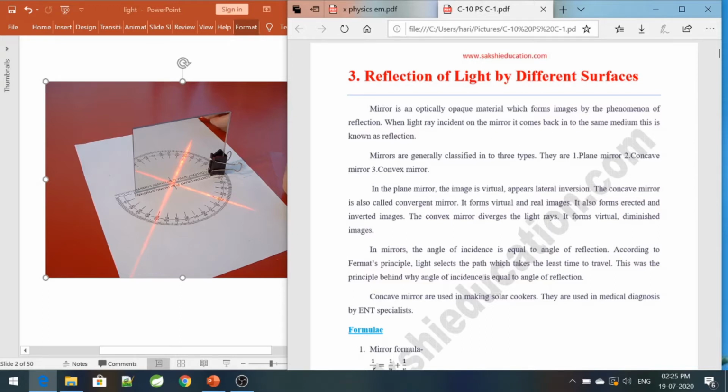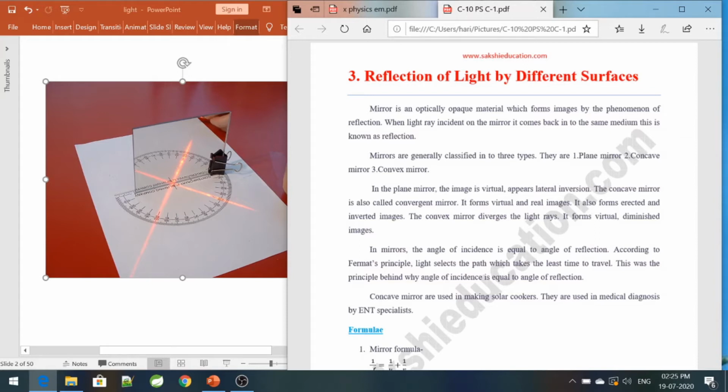So, for studying reflection of light, you should know what reflection is and where it takes place. Based on this, mirrors are classified into three types: plane mirrors, concave mirrors and convex mirrors. What are the images formed by a plane mirror? A plane mirror forms certain images, unlike convex and concave mirrors. The images formed by a plane mirror show lateral inversion.